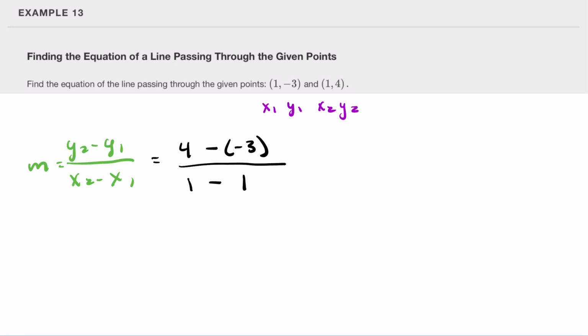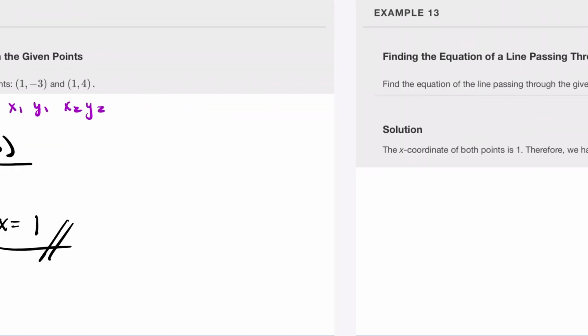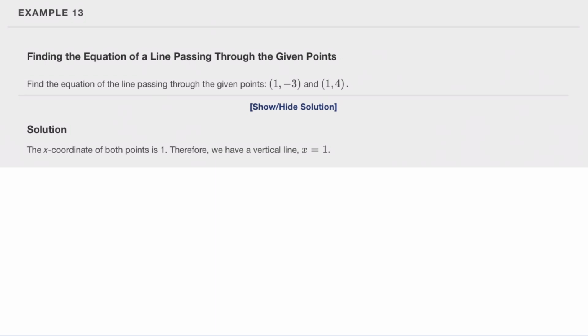If we were to plot these points, they will be stacked on top of each other. Notice that it's forcing us to divide by 0. So you can do something like x equals 1. It's really not a function, but it's a vertical line through x equals 1. Or you could say undefined. Let's see what the book says. So it's a vertical line x equals 1.